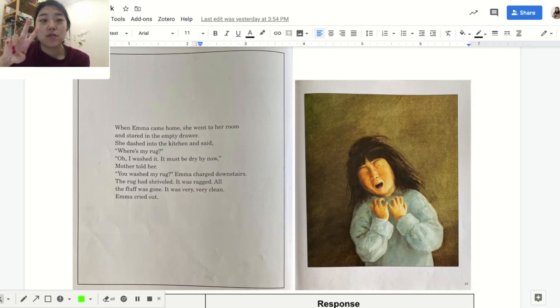So 2 main things that I want you to notice here before we move on to this question. 1, I want you to notice the characters are talking to each other. Now, what is that called when characters are talking to each other?